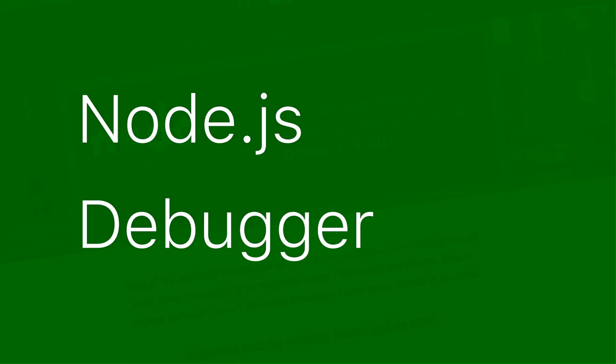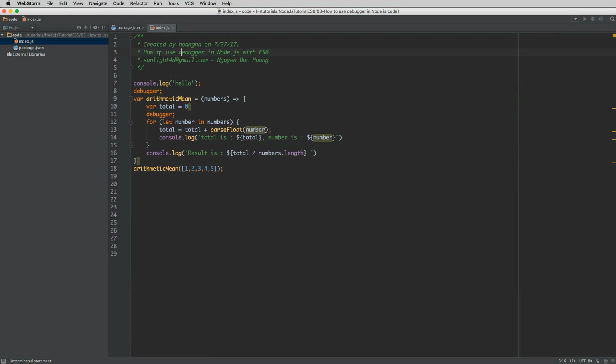Today I will show you how to use the debugger in NodeJs. The debugger is used to debug your program in NodeJs, and remember that we add a debugger line at every line we want to debug in your program. Then in this lesson I will give you a basic calculation of mean.